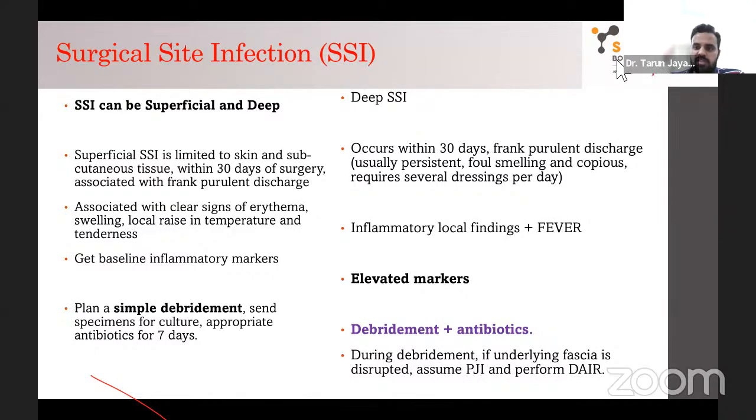However, the patient will have systemic findings of fever and local inflammatory findings, elevated markers, that is, the patient will have a high leukocyte count, and ESR and CRP both will be elevated. Again, the plan for such cases is debridement and antibiotics. And if you find that the infection or the purulent discharge is coming from under your arthrotomy or it is still deep, then you should always plan for a DAIR, which is nothing but exchange of your modular component like your polyethylene.